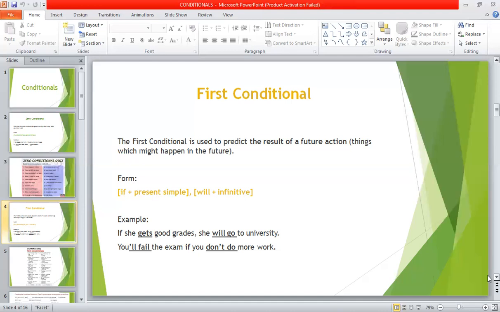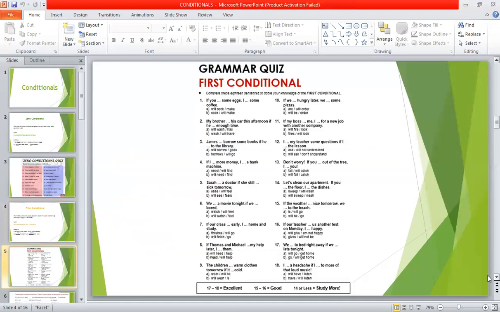First conditional consists of present simple in the first clause, or the conditional part of the sentence, and the dependent part of the sentence, or the result, will be will plus infinitive. So here, present simple and will plus infinitive. This is the first conditional.